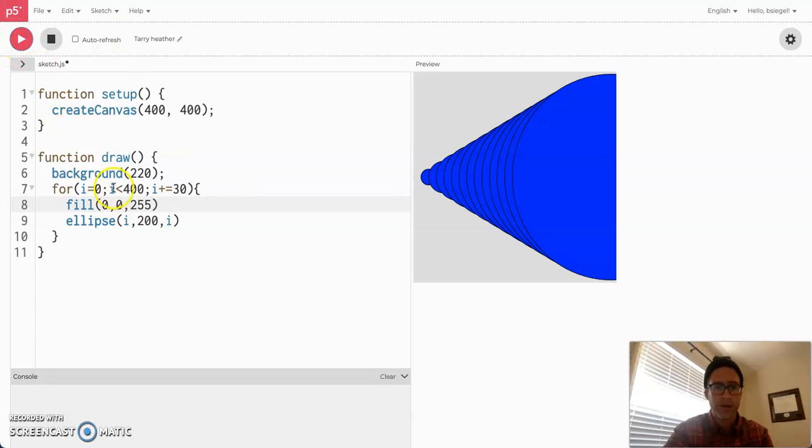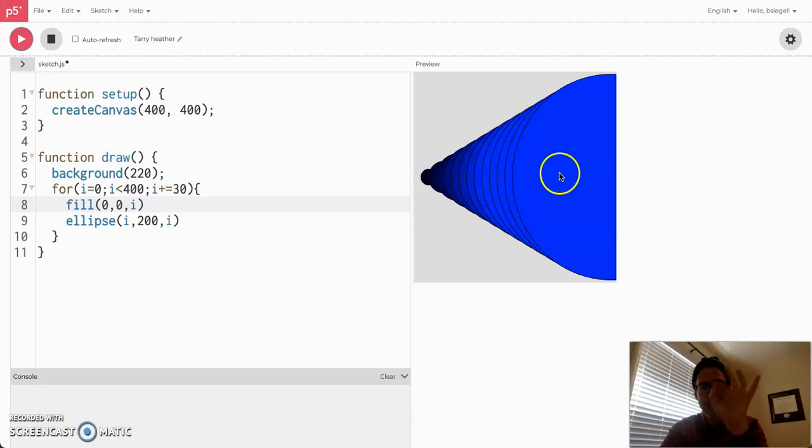They're all blue. Well, what if you just put i in here, right? So instead of 0, you started at that. You'll notice that it starts really dark, right? Because it's 0, 0, 0, and as you add, it goes 0, 10, 20, you keep adding more and more blue until it's the most blue it could be.